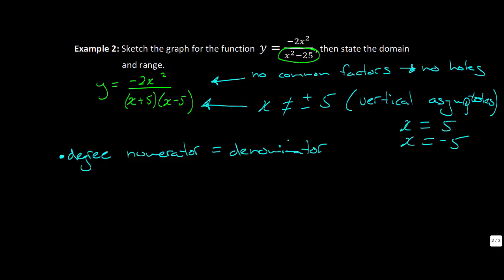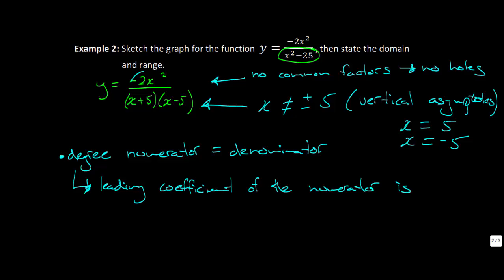And in this case, when they're equal to one another, all we really care about is the coefficients. And so I'll write a little sub-note right here: the leading coefficient of the numerator is, as you can see right here, negative 2. And the denominator really doesn't have an easy to see leading coefficient, so we just assume it's a 1. So the denominator is 1.